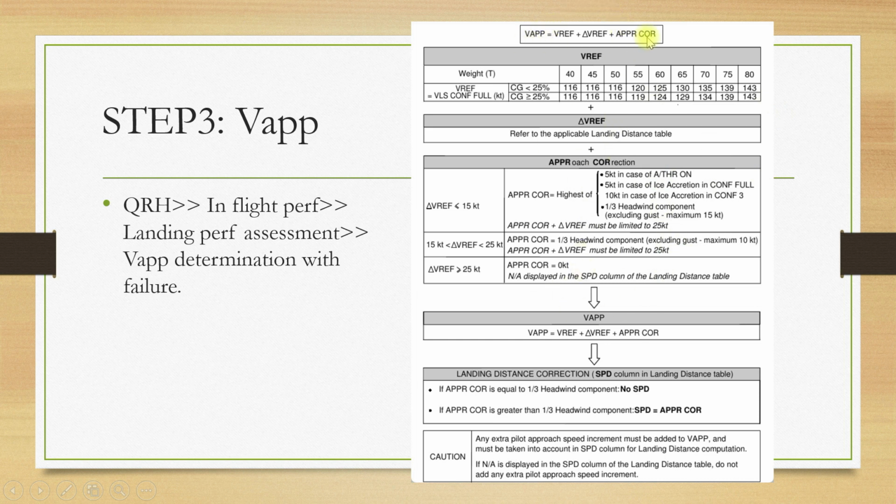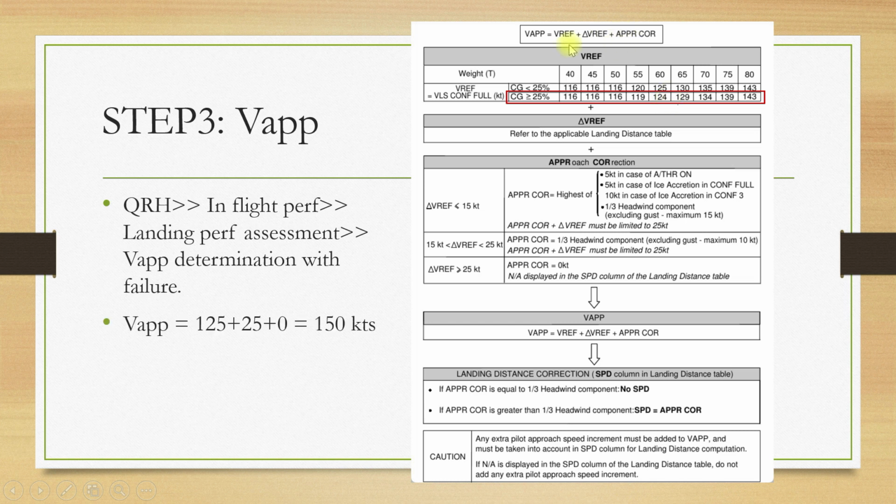And you can see here at the top of the table, the V approach formula is mentioned. V approach is VREF plus delta VREF plus approach correction. So first step is finding the VREF, which you can find using this particular table. In our case, CG is greater than 25% and our weight is 61 tons. For 60 tons, the VREF is mentioned as 124, but if you interpolate between 60 and 65, for 61 tons, it comes out to be 125.